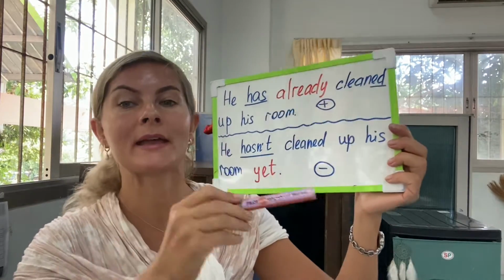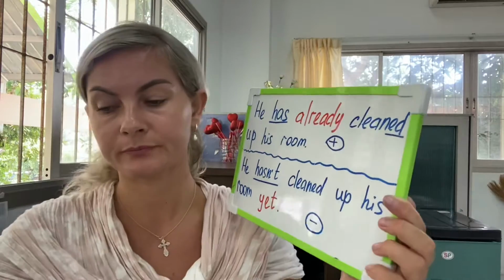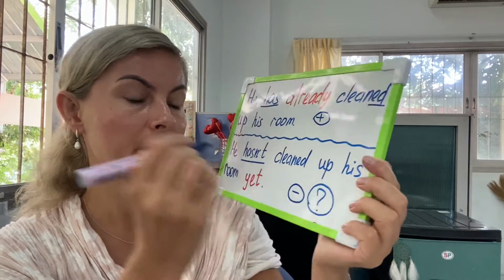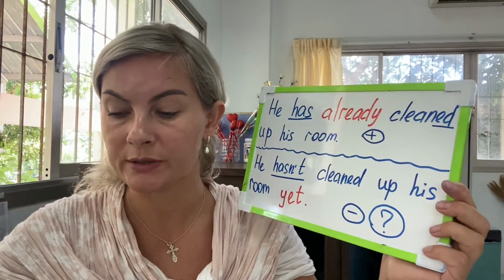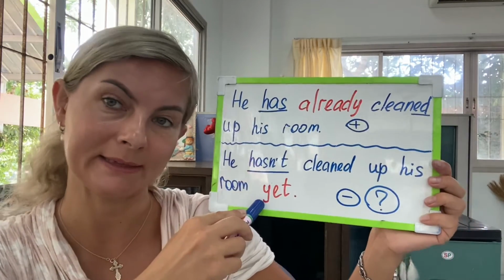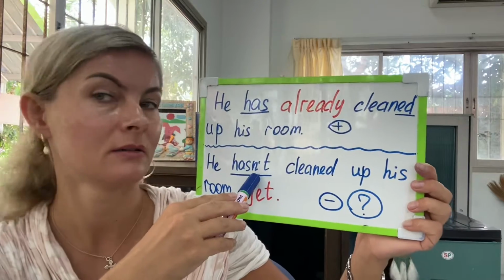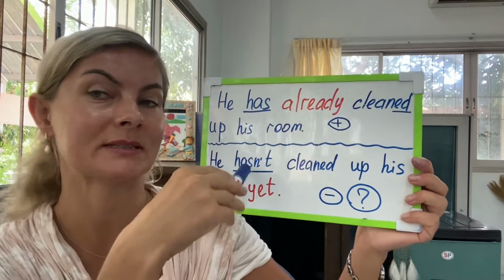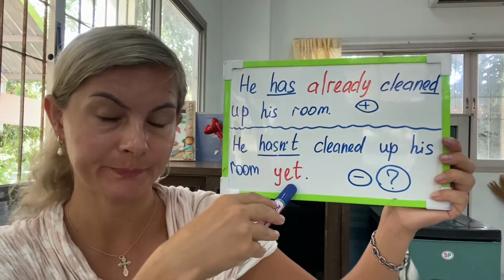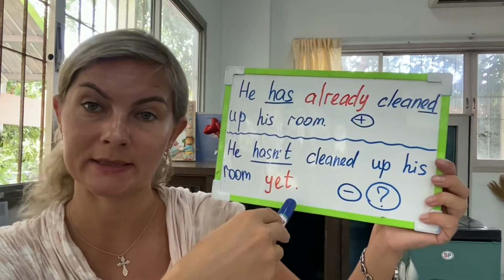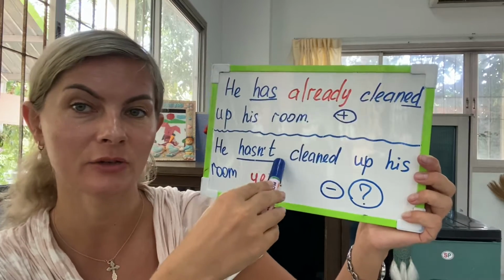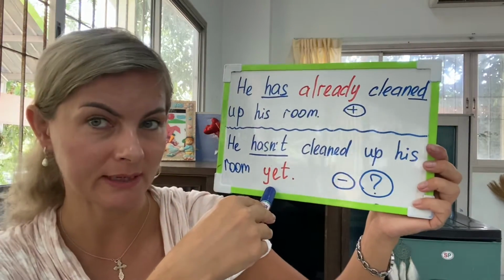And if we make negative sentences or also questions, we always use yet, but we always put it at the end of the sentence, like he hasn't, has not, it means negative, it means no. He hasn't cleaned up his room yet. Yet we put at the end of the sentence, not in the middle, not between hasn't and cleaned, just at the end of the sentence.